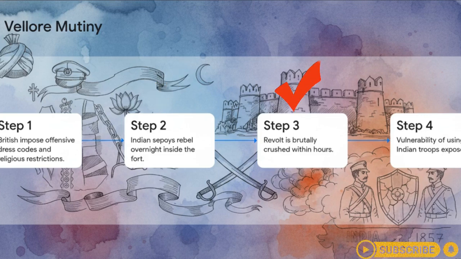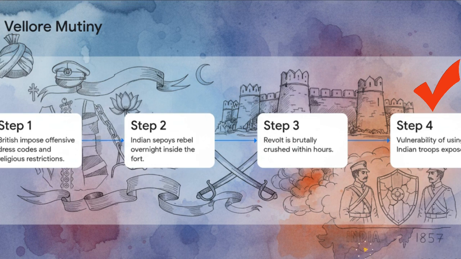Step 3. The British brutally crushed the revolt within hours. But Step 4 is the real kicker here. It exposed this dangerous, undeniable truth for the empire. Their own Indian troops could turn on them. It was literally a direct preview of 1857.